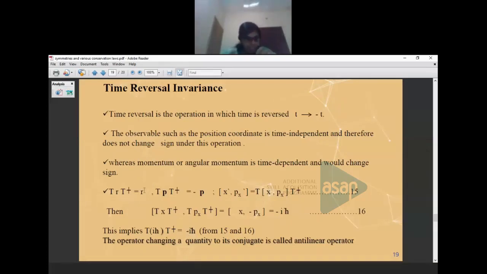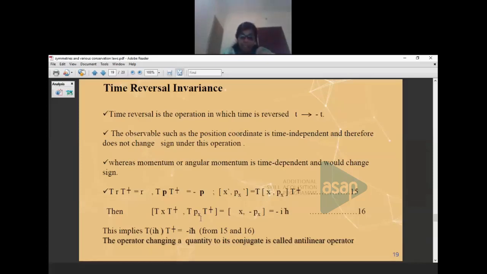T r T dagger is equal to r, T p T dagger is equal to minus p. X prime, p prime can be written as T x T dagger and T p T dagger. I hope you agree. Now when an operator changes a quantity into its conjugate, you call it an anti-linear operator. One thing I must tell you: all the operators which we have studied, starting from angular momentum to parity, are linear operators.